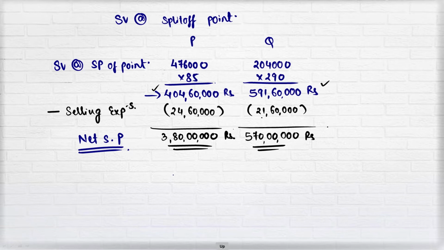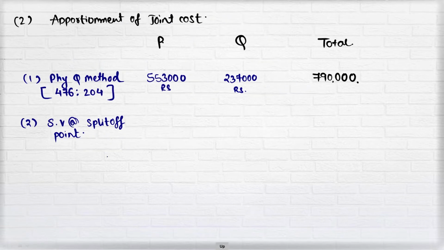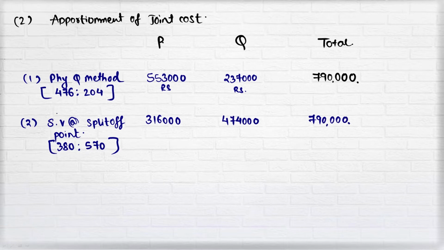It will be in the ratio of 380 is to 570. The answer will not match with the book. What is the answer? 3 lakh 16,000 and 4 lakh 74,000. Total will be 7 lakh 90,000. And this is our method. Either I can distribute it by physical quantity method or sales value at split off point.